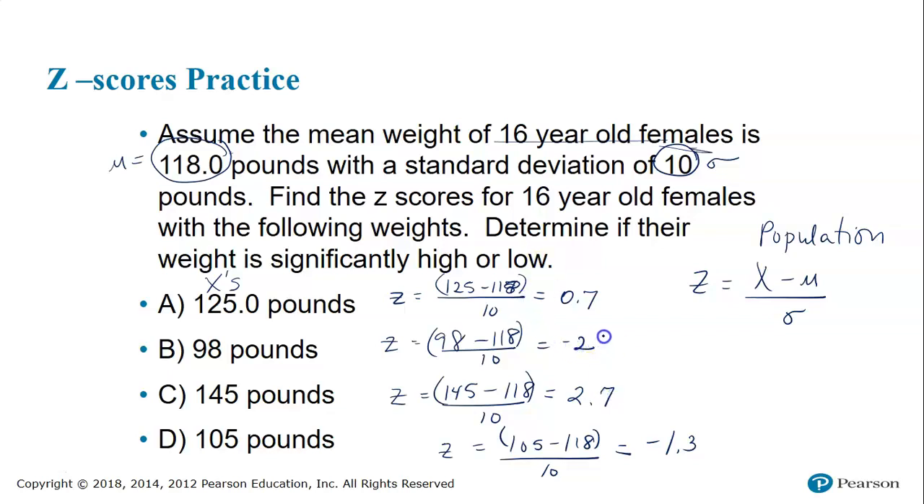So the B and D are below the mean and they end up with a negative z-score. And A and C are above the mean and they end up with a positive z-score. There's always some question about is -2 considered significantly low because it's right on the cutoff. And if it is -2 or lower or +2 or higher, those are the ones that are significant. It's the ones in between that that's not significant.